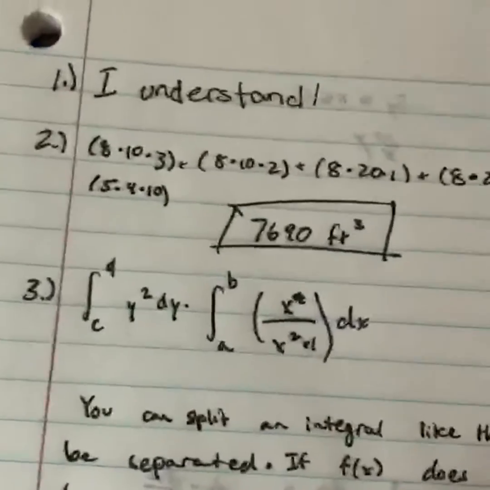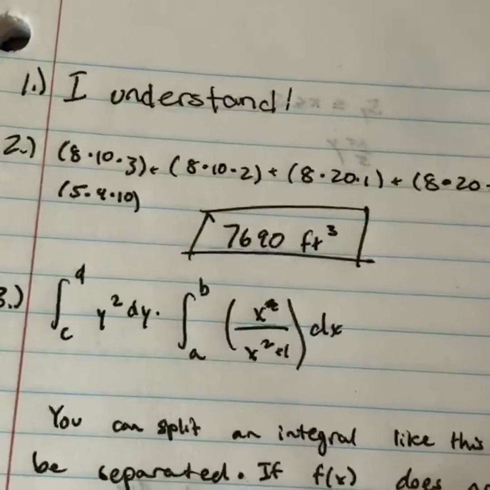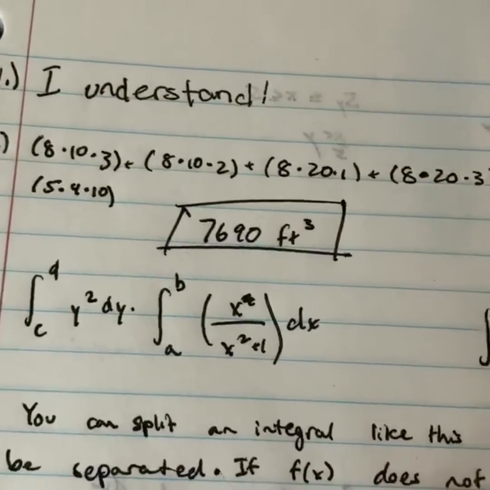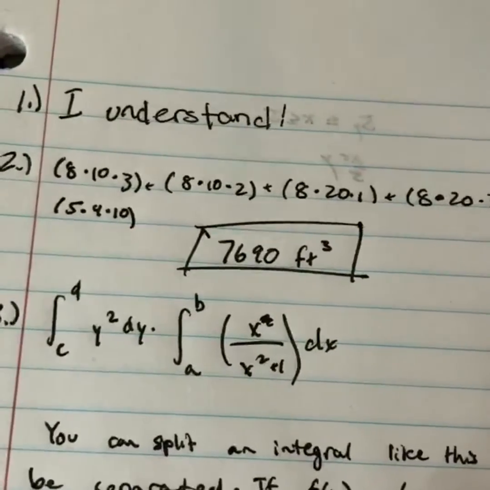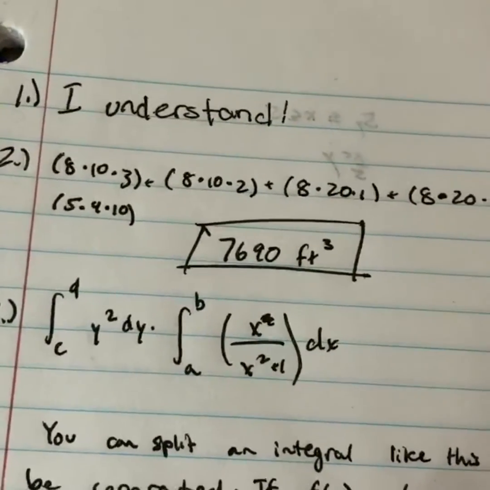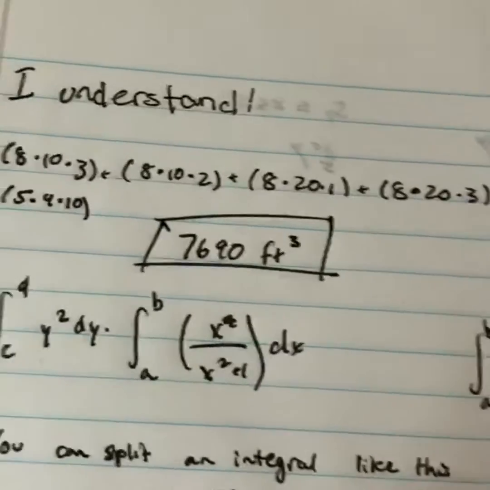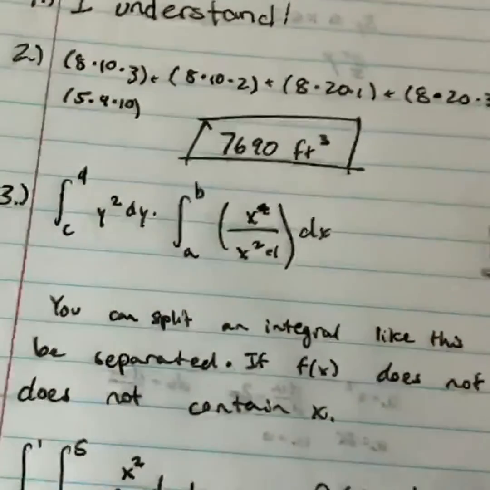So you can only do this if you can manage to separate an f of x and a g of y, and then those respective functions only contain x for f of x and then y for g of y.